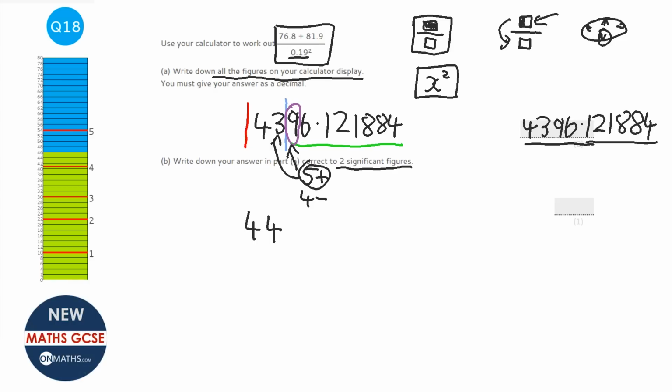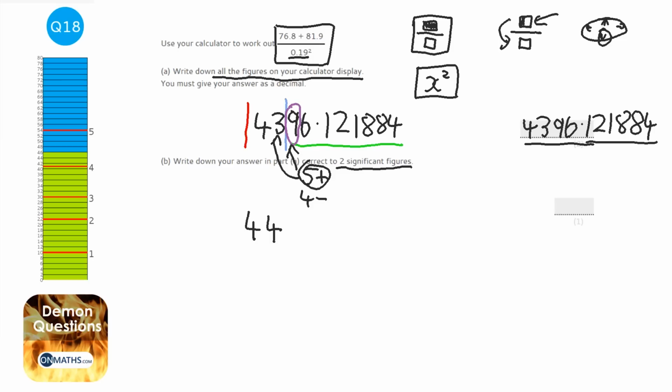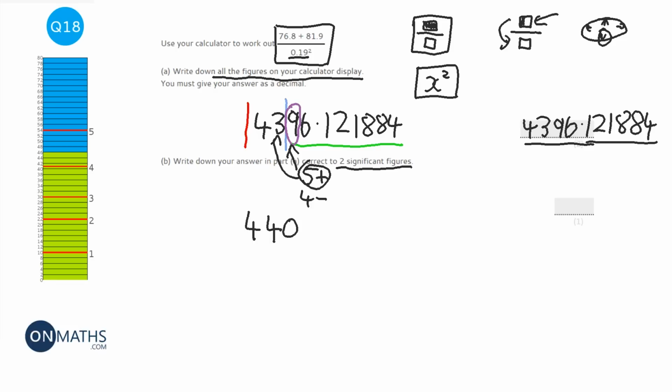All the numbers above the green line that I've just drawn reset to 0. They turn to 0. Now, if you have a number like 4,396.121884 written down, and someone says, "Can you tell me roughly how much that is?" then if you say the answer is 44, that's not roughly 44. It's nowhere near 44. So the 9 and the 6 will turn to 0, and actually the other numbers do too.